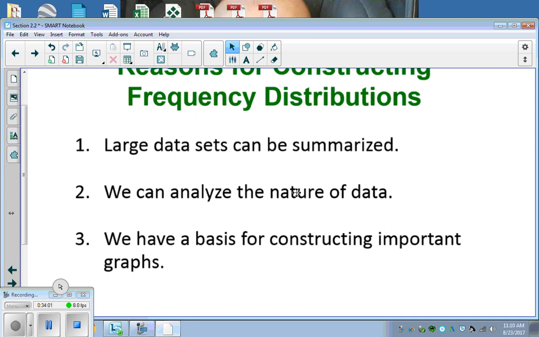The reason there, of course, as we talked about, is large data. If I take large data and summarize it, I can look at it and analyze it much easier. And we then have a basis for constructing really important graphs that we can see.